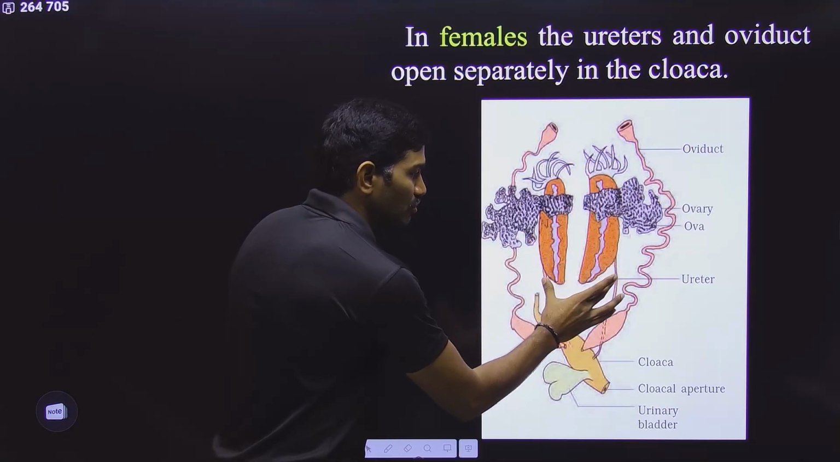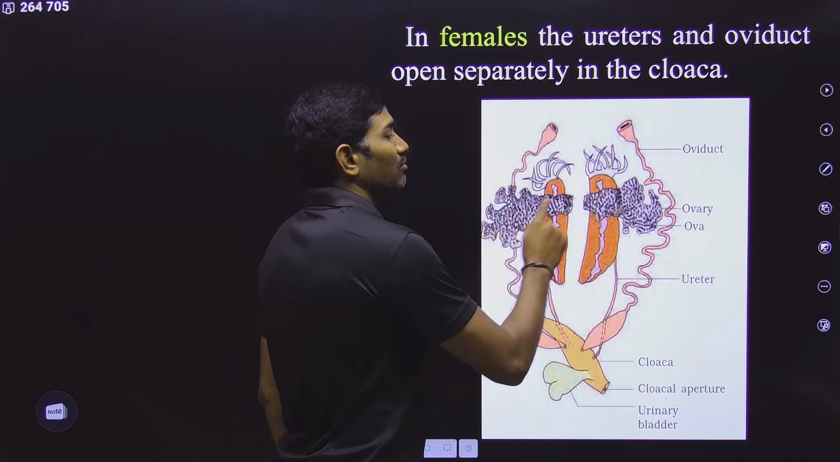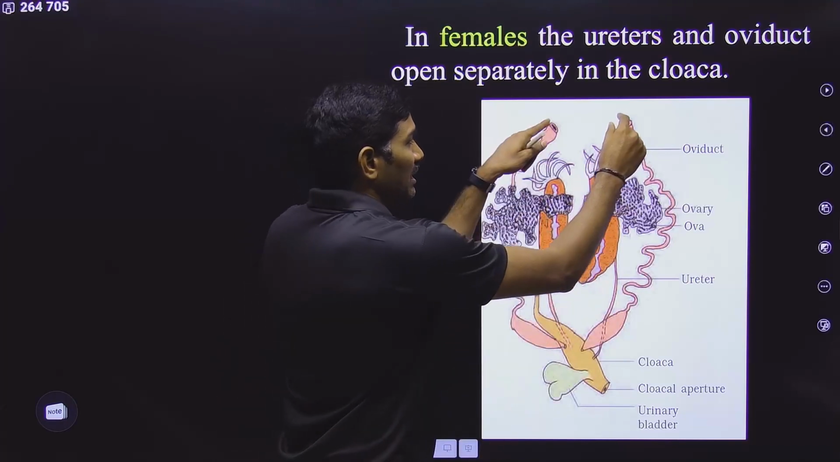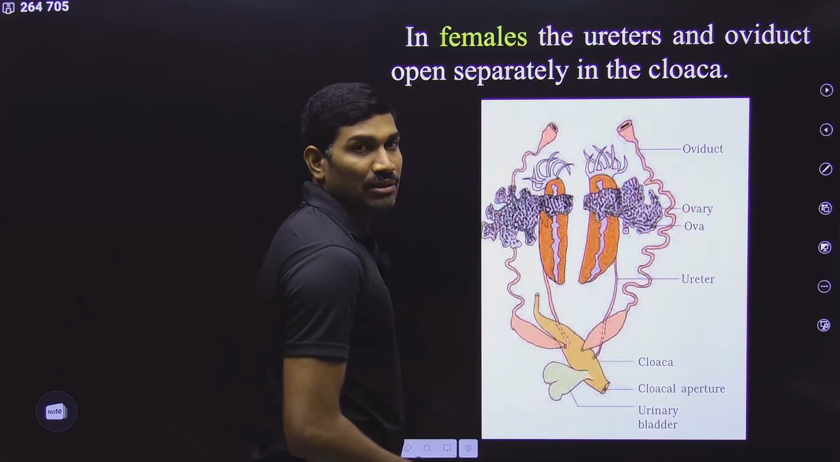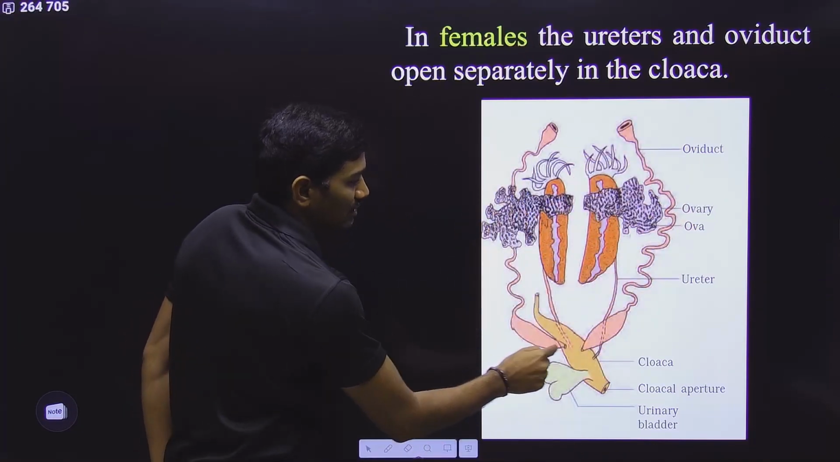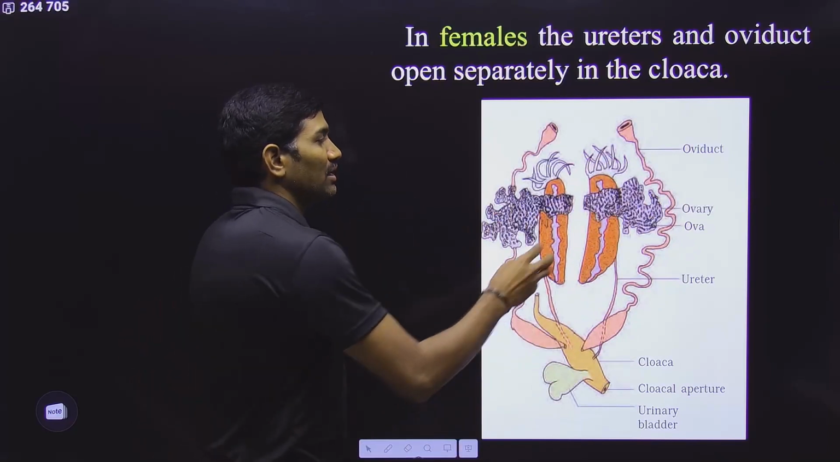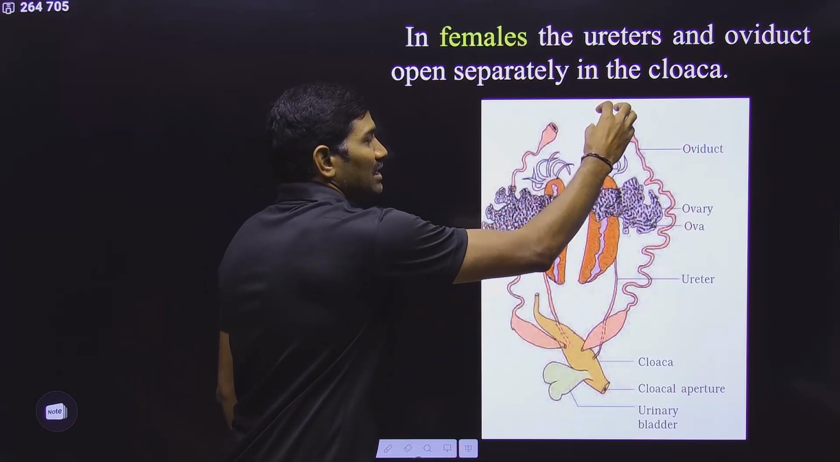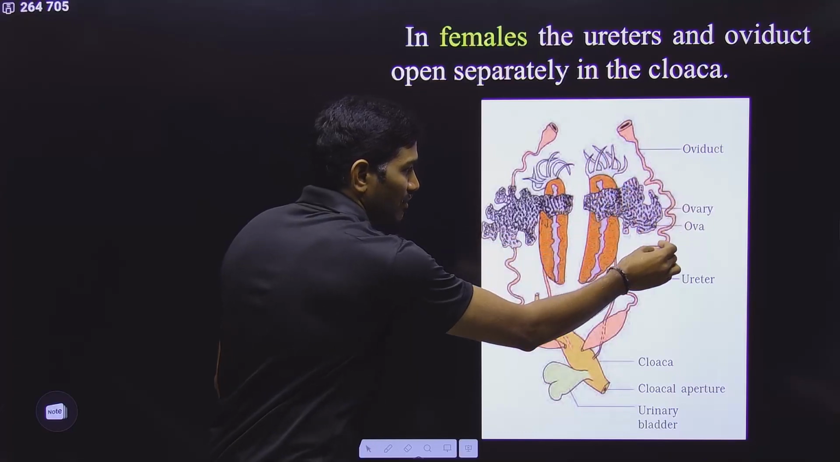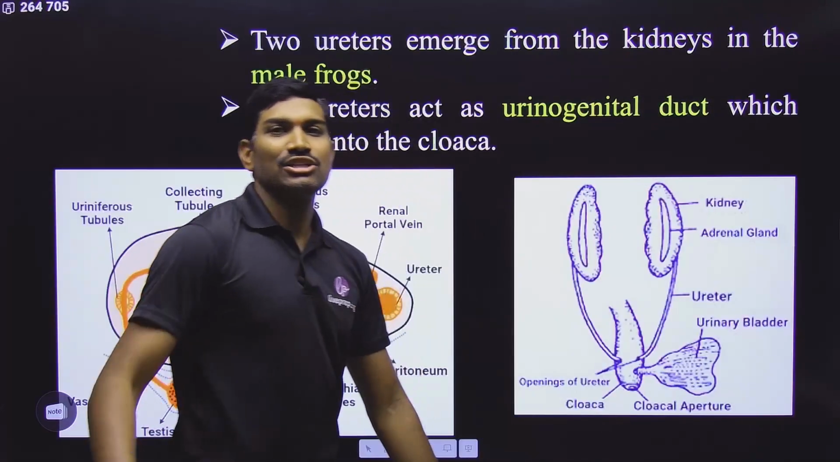So from the kidneys, ureters are collecting only urine. Here separately ovaries are present and separately oviduct is present. Please observe carefully. Oviducts have separate opening into cloaca. So from the ovary, ova will be released and these ova are collected by oviduct, and these oviducts are opening separately into cloaca.